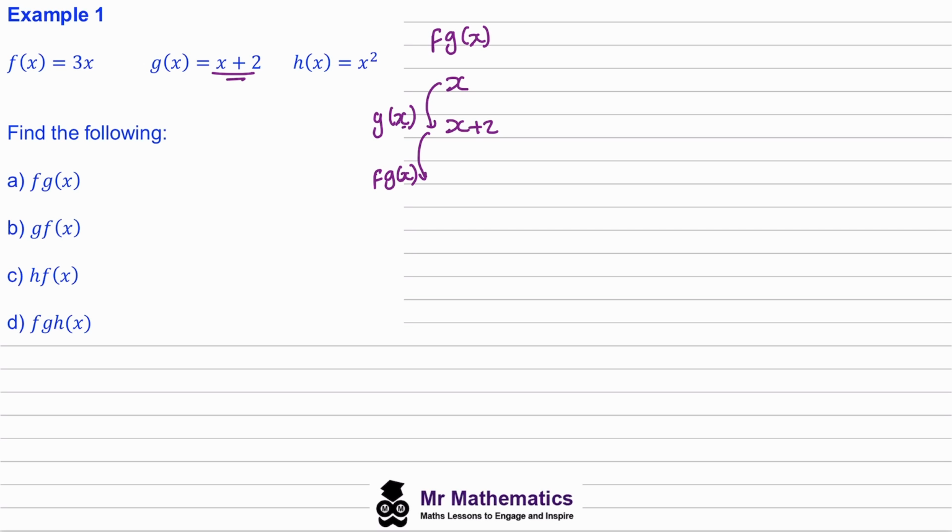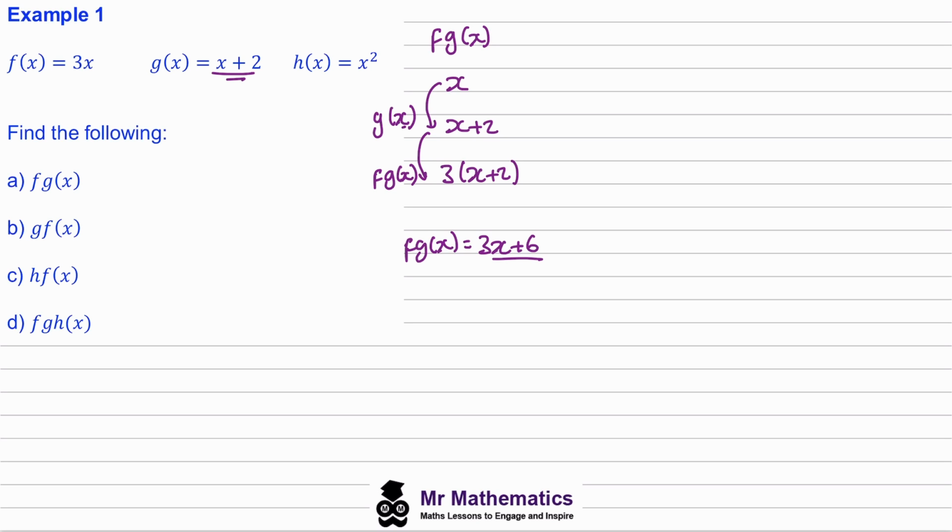And this means we substitute x plus 2 into the x term of f of x. So this will give us 3 lots of x plus 2. So we're substituting all of this into here. So fg of x will equal, we can expand out these brackets, 3x plus 6. Okay? This will be the composite function fg of x.